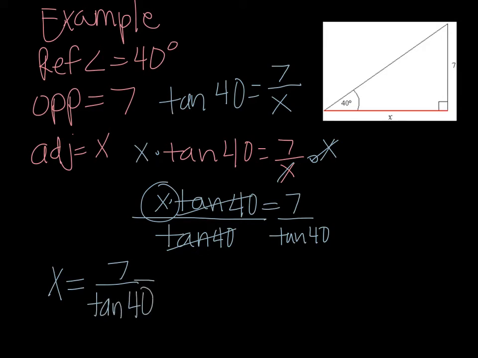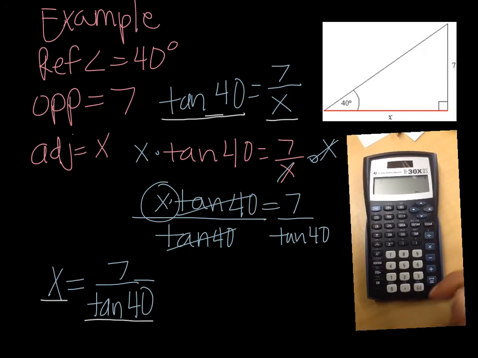Now, before you input this into the calculator, I want you to see one thing very quickly. In the beginning, we started with tangent 40 equals 7 over x. We ended with x equals 7 over tangent of 40. If you look, you notice tangent of 40 and x have changed places. Now, please watch the video on how to input this into your calculator, and we'll go over the answer.